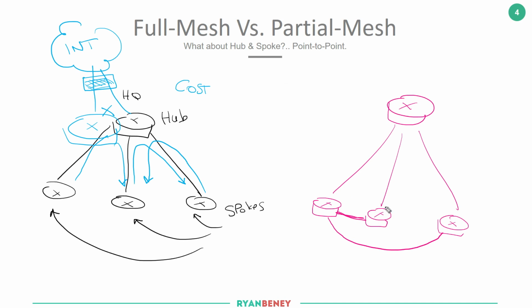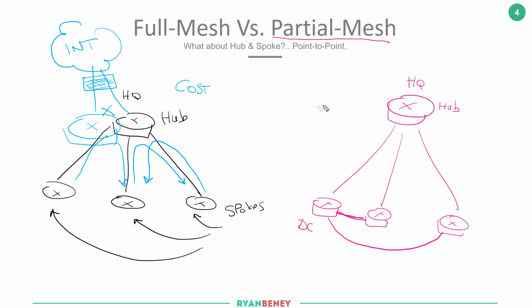Now, obviously the benefit with this would be extra resilience. So let's say this site over here was our data center and everything was hosted in our data center, and these 2 sites had lots of traffic going into the data center. Rather than pushing it up to the hub and back down, we want them to have direct links into that data center. So this would be a way that we can utilize a partial mesh design to take load off the hub.